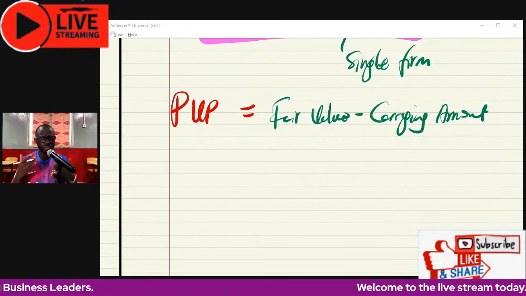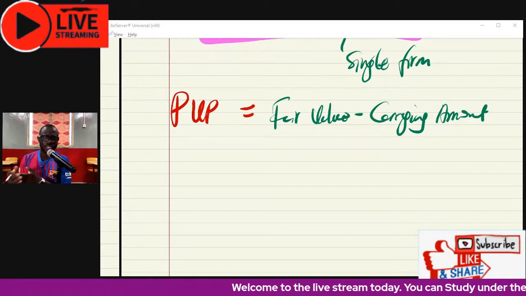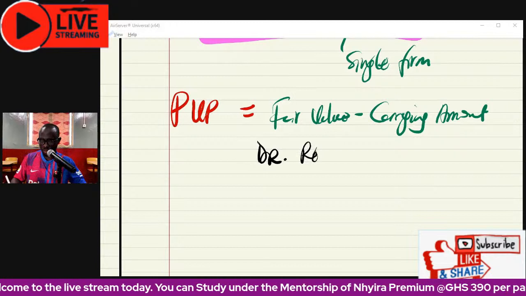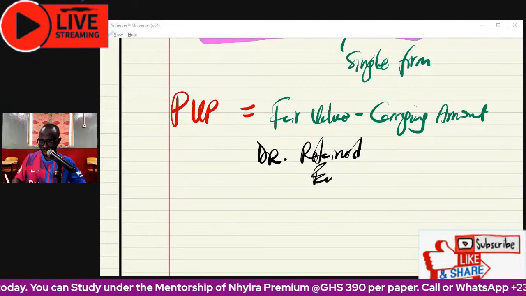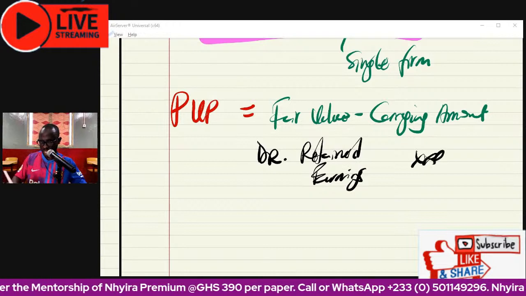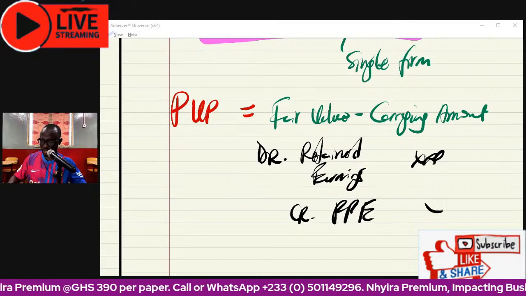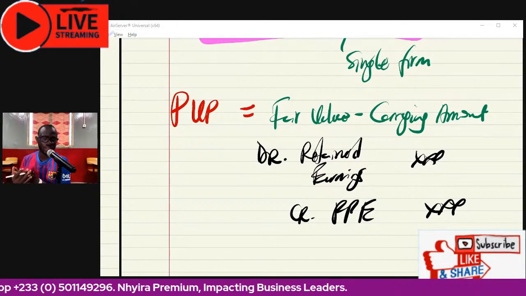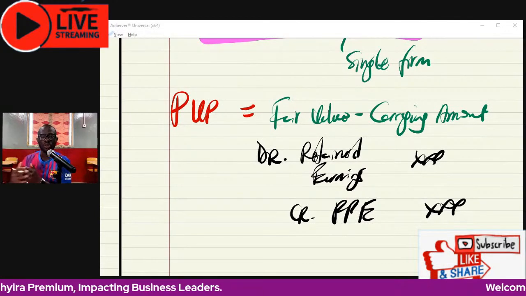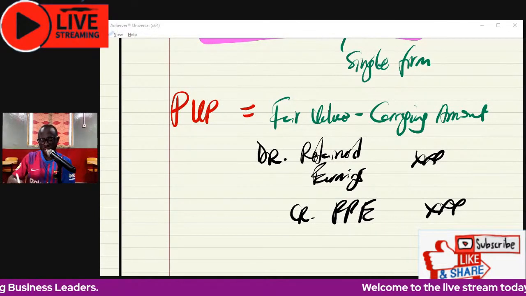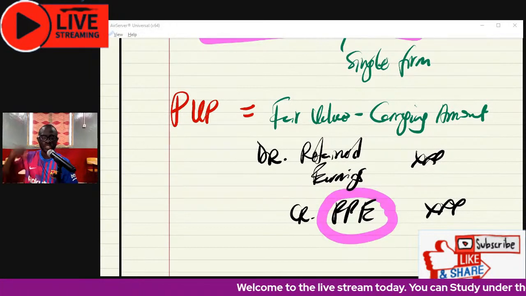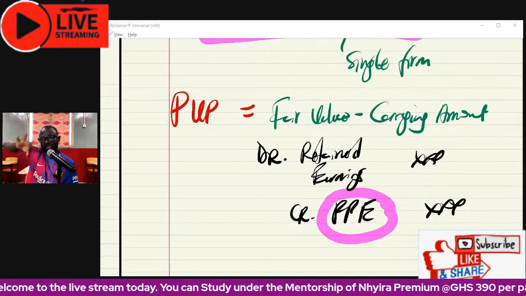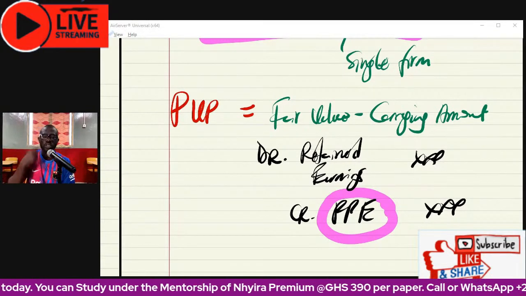So when there is provision for unrealized profit on disposal of assets, basically what you do is that you simply debit the retained earnings of whoever is selling, because they have not made that profit yet. Then you credit property, plant, and equipment. You have to be careful about this. Here, I am assuming that the fair value of the asset was greater than the carrying amount. So if the fair value was greater than the carrying amount, the reason why you are crediting PPE is that on the group level, the asset is being overstated by that provision for unrealized profit.